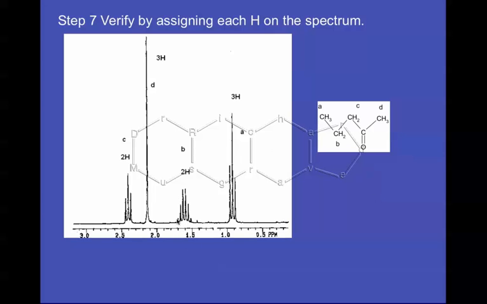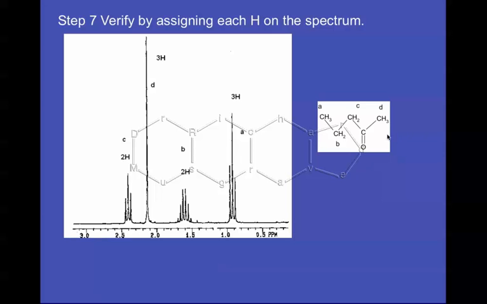This one has 1, 2, 3, 4, 5, 6 peaks. That means there must be 5 hydrogens on adjacent carbon atoms. That means this must be the CH2 that we're talking about, so that would be CH2 number B.